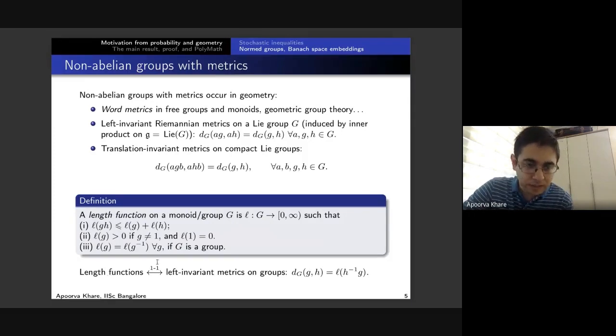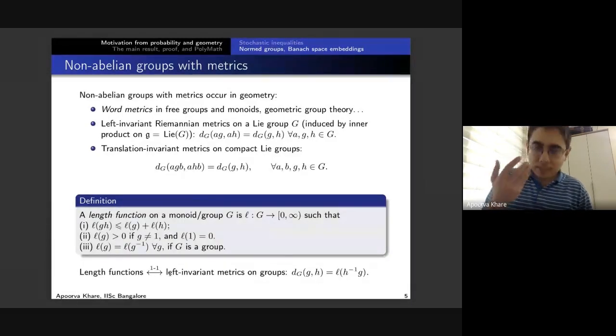And this is literally the exact dictionary, which means that if I ask you a question that I was asking, do there exist left invariant norms on a group? That's the same in geometry, under a different dictionary, as asking, do there exist length functions on the group which satisfy the norm condition? So what is the norm condition?